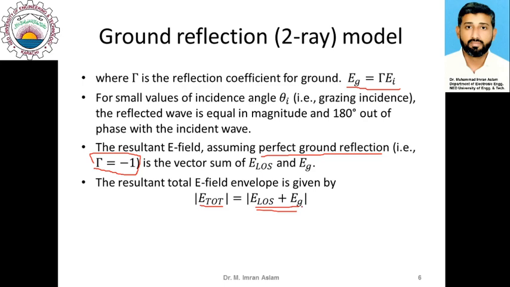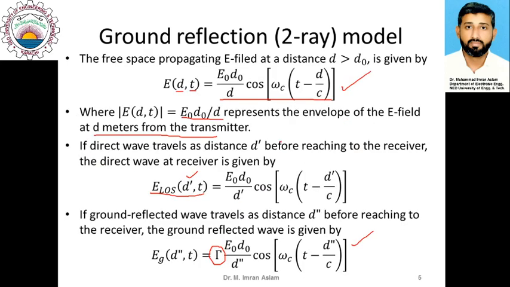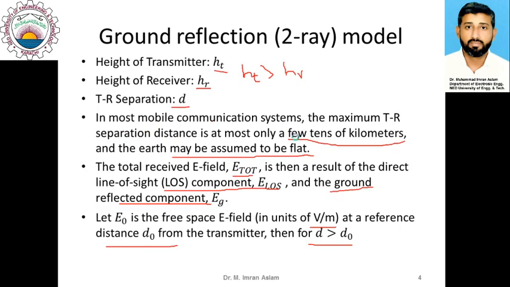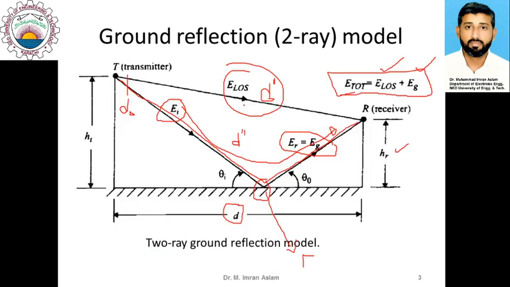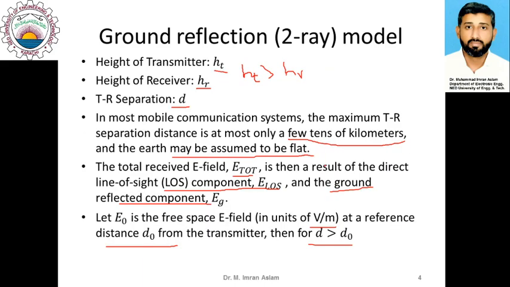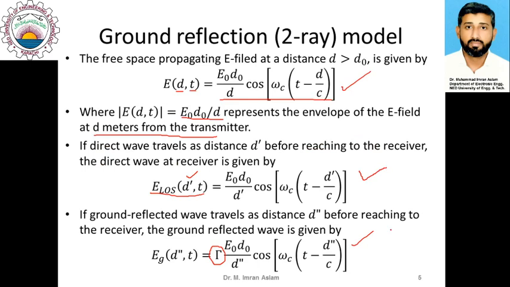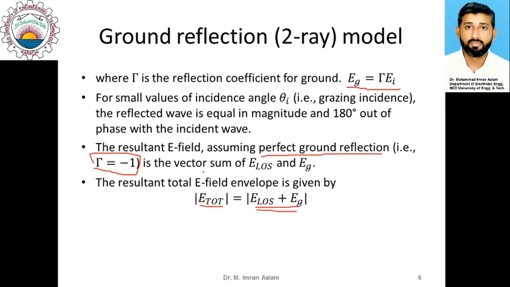One important thing is that these two are actually vector fields. Electric field is basically a vector field. So when we add these two, we would have to go for a vector addition. So this is the basic introduction to the ground deflection model and how the fields are represented in it. In this case, we are talking about two different fields, ELOS and EG, which are given by these expressions here, and we will use them to calculate the overall total field which we get at the receiver side.